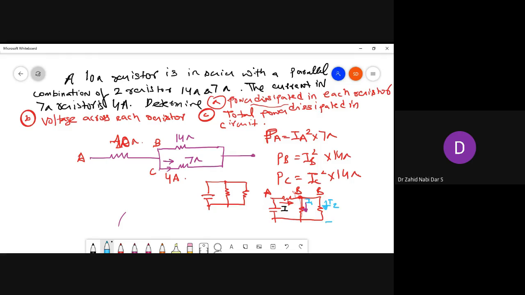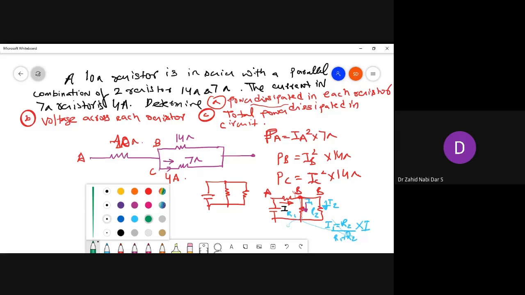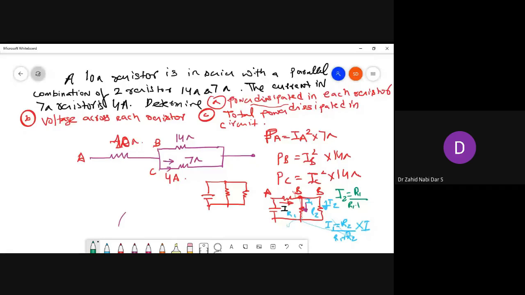So how can I write the current divider rule? If this is R1 and R2, I know my I1 would be equal to R2 divided by R1 plus R2 into I. Similarly, my I2 would be equal to R1 divided by R1 plus R2 into I.